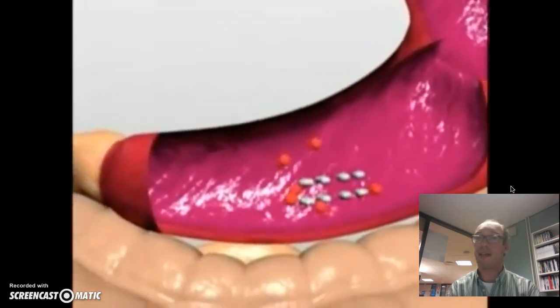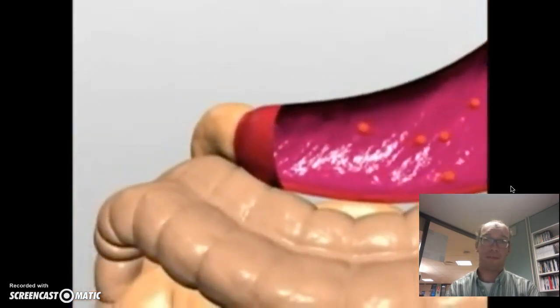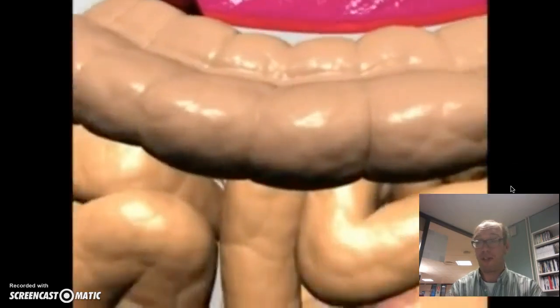You can see they act like scissors. Chemical scissors, actually.